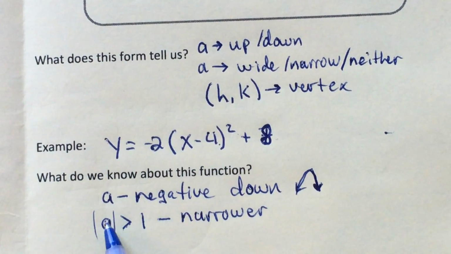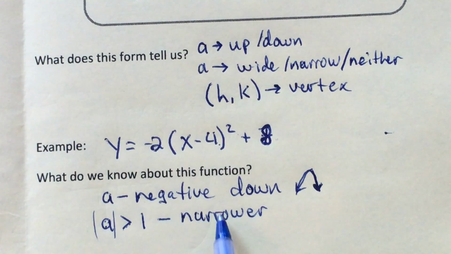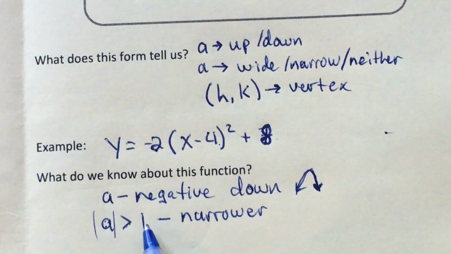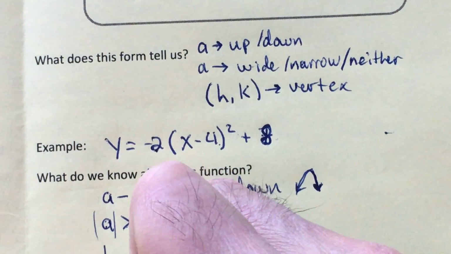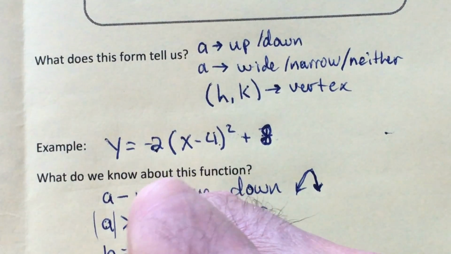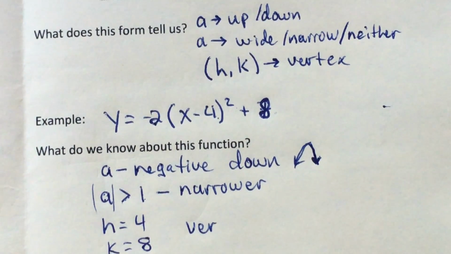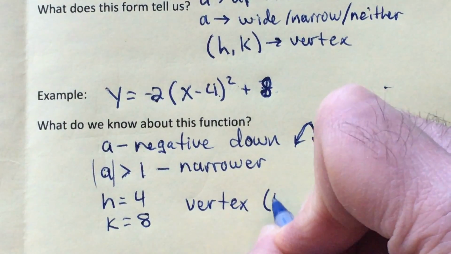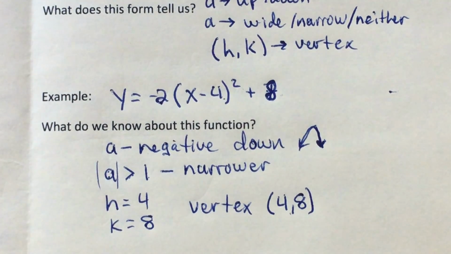So negative 2, absolute value of that is 2, bigger than 1. So if this is a positive 2, it'd also be narrower. A 10 is narrower. A negative 10 is narrower. But a 1/2, nope, that would now be wider. And h equals 4, k equals 8. So I know the vertex is 4, 8. These are the 3 things I know just by looking at it.